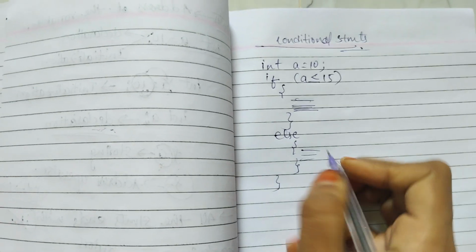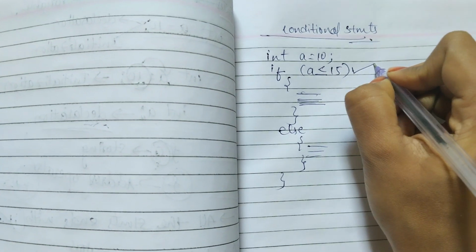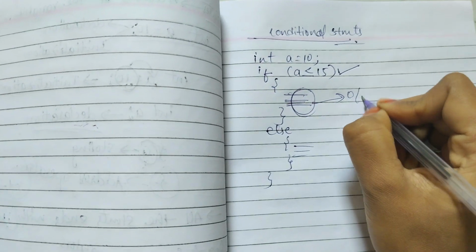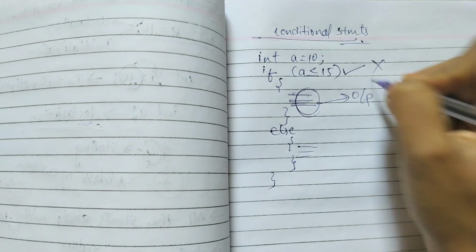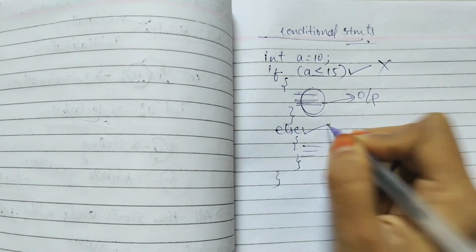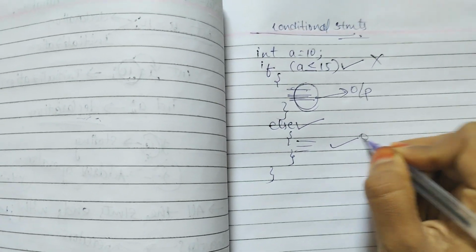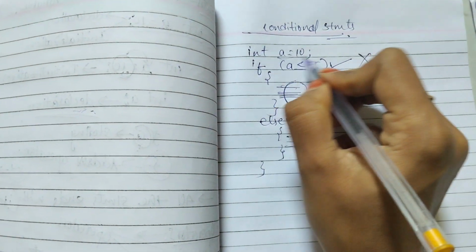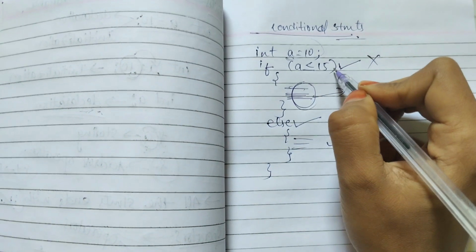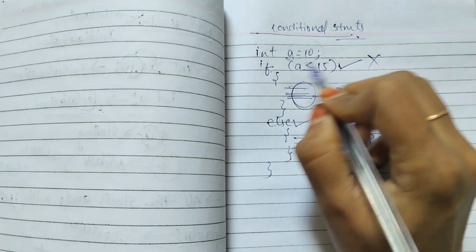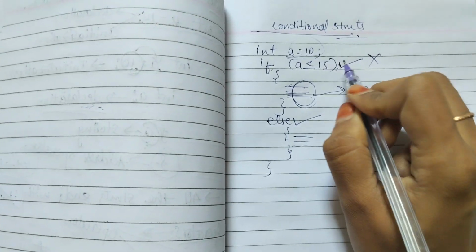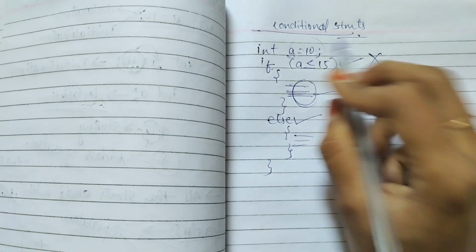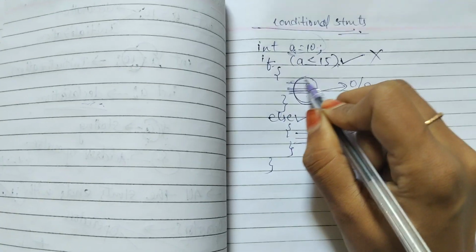If the condition is true, then it will print this statement. The output will be this one. If it is false, then it will come to the else part and print this one as output. Clear with this? I'll take a condition inside the if block. If this is a true condition which satisfies, a is equal to 10, then it will print the statements inside the if block.